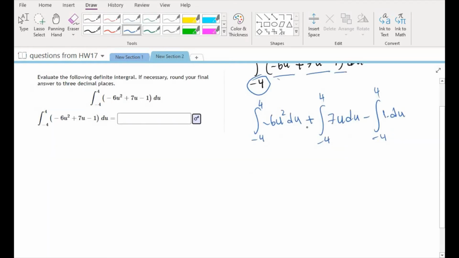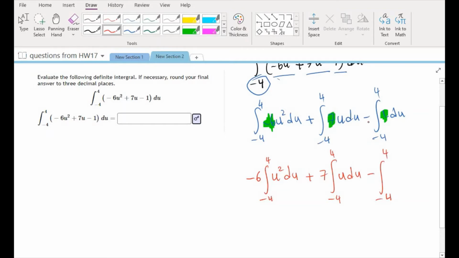The second step is to bring the constants out of the integral. So that's what I will do next. So this will be -6 times the integral from -4 to 4 of u squared du, plus 7 times the integral from -4 to 4 of u du, minus the integral from -4 to 4. Even if I bring the 1 out, it's not going to be written.